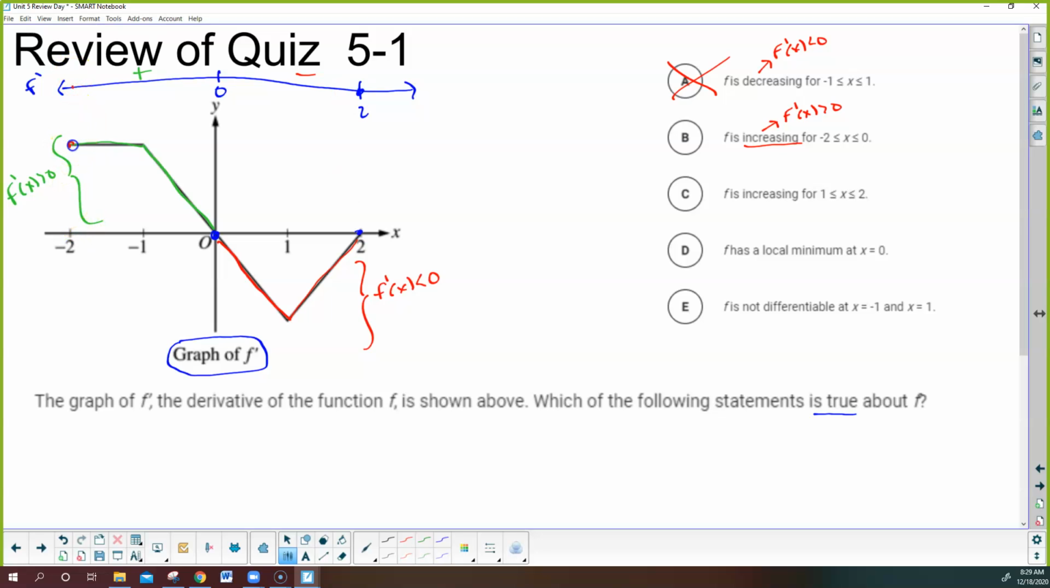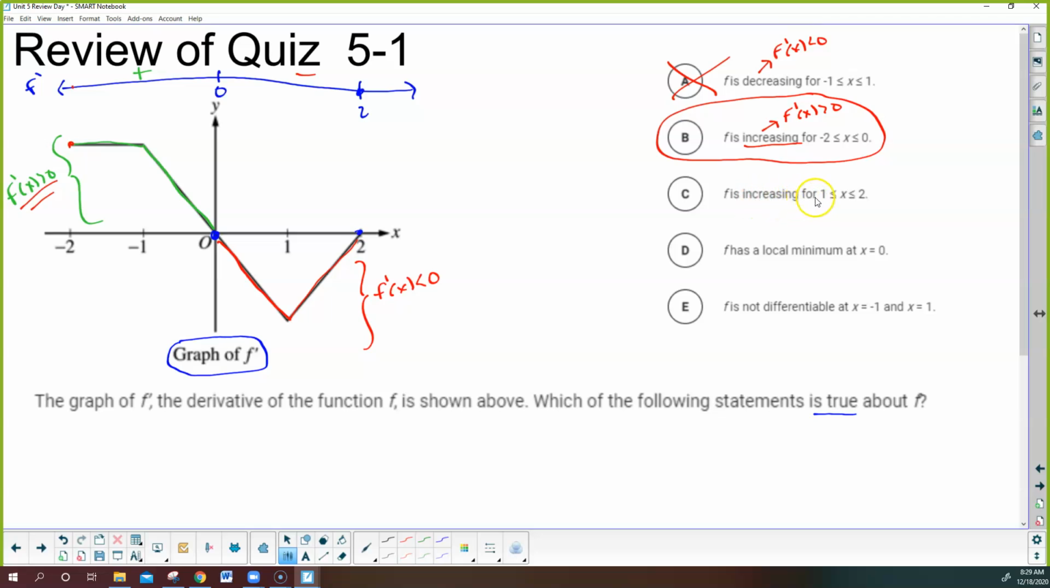But that's where our interval stops. So from -2 to 0, it is positive because we are above the x-axis. So right now, this is the only one that's true, which means I could be done because I know for sure that's true. But let's look at why the other ones are not.